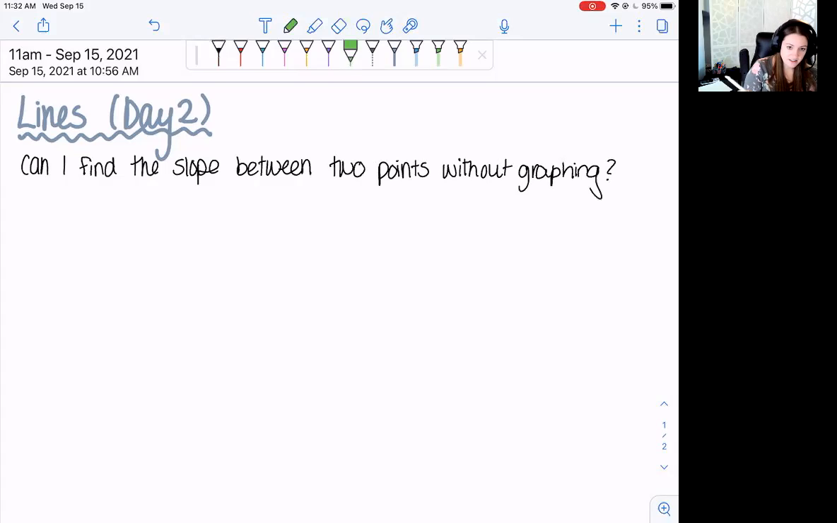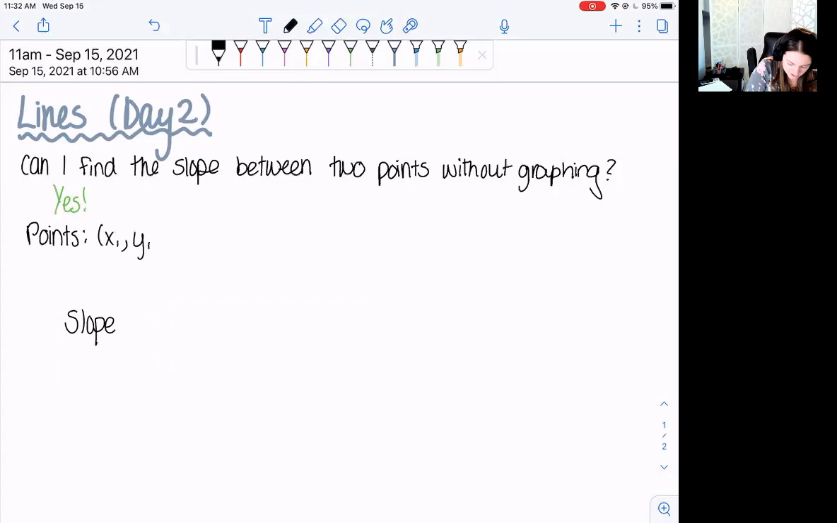And the answer is absolutely yes. We have a formula for that. I was going to talk about deriving the formula, and then I've decided I'm not going to. I'm just going to give you the formula for this one. So the formula for the slope between 2 points, if you have the points x1, y1 and x2, y2, sort of like we did with the distance formula, the slope between those 2 points is going to be y2 minus y1 over x2 minus x1.